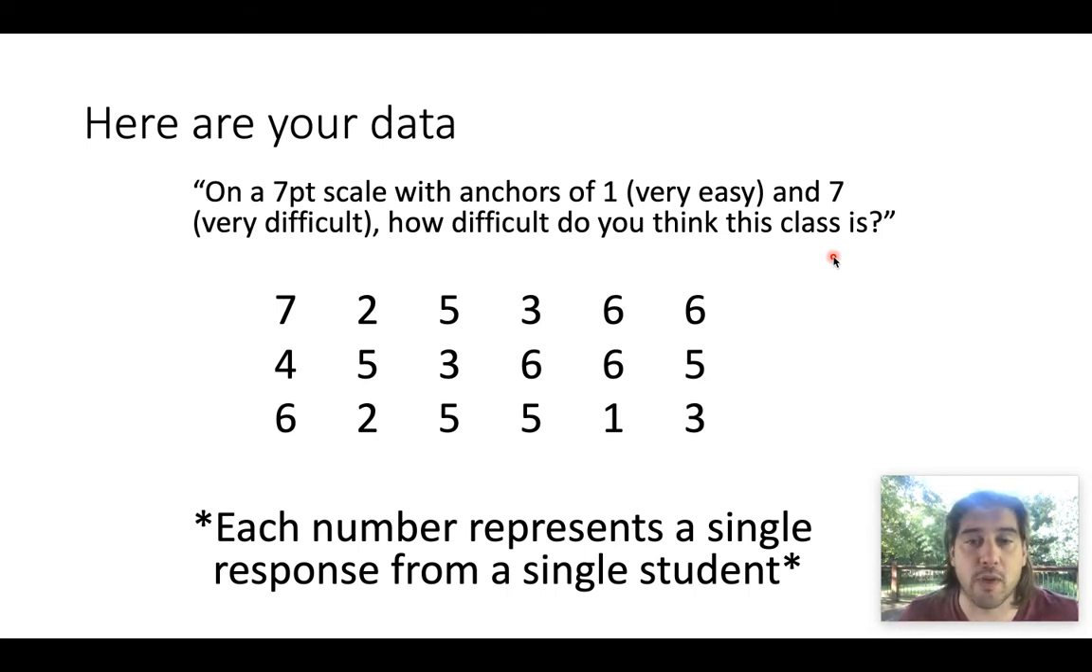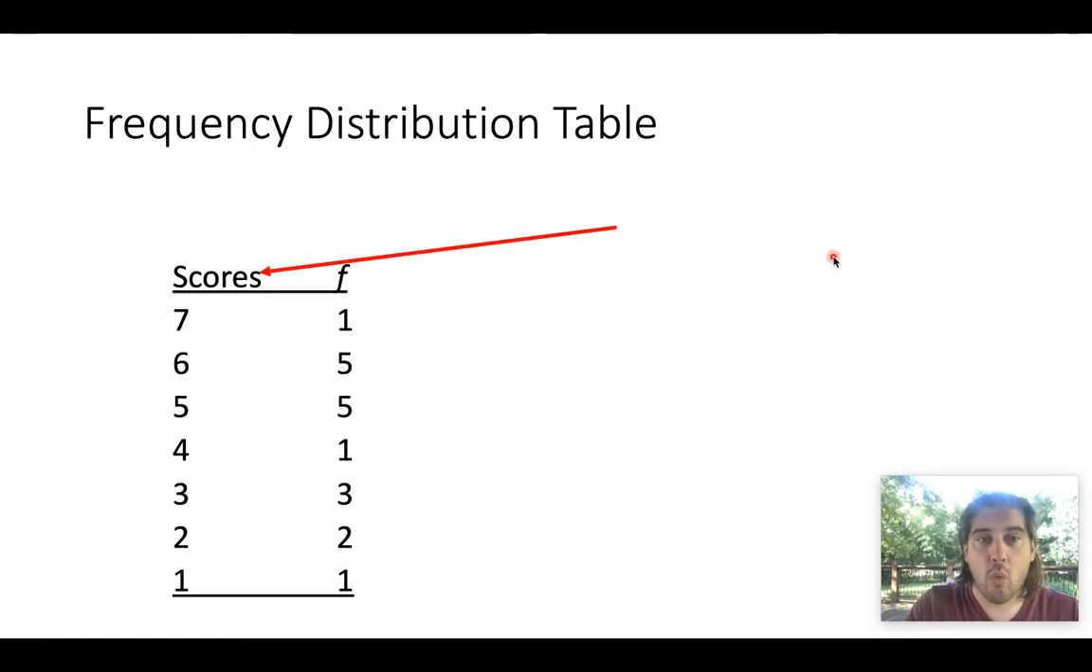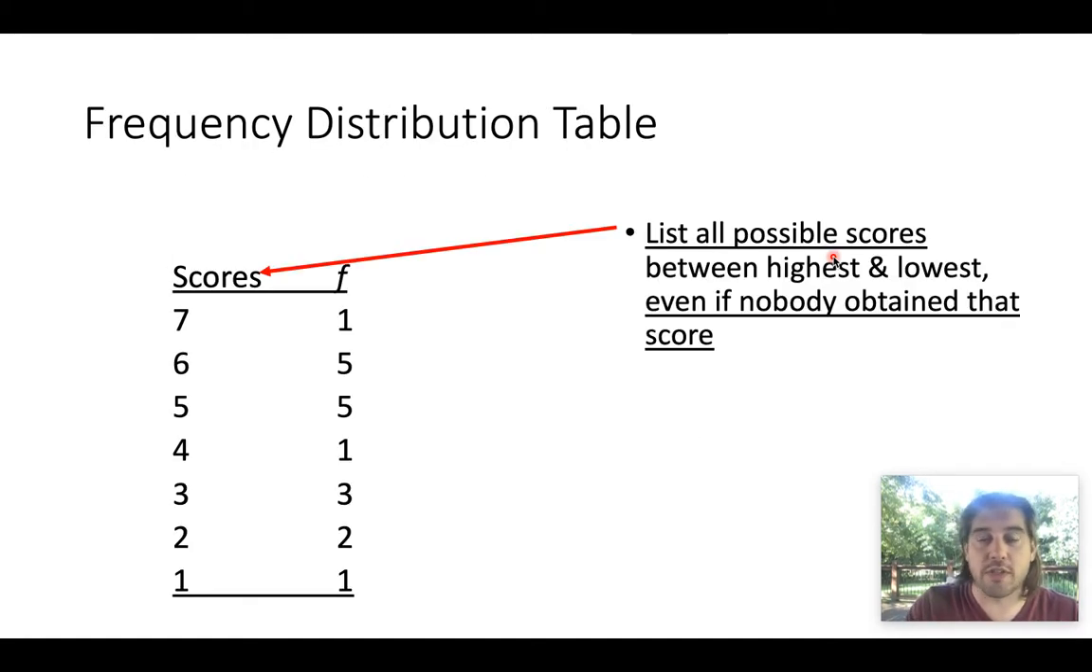So our first step is going to be to organize the data. One way we can do that is through what's known as a frequency distribution table. This is really simple. The first thing we do is list all the possible scores from our data collection instrument from high to low.